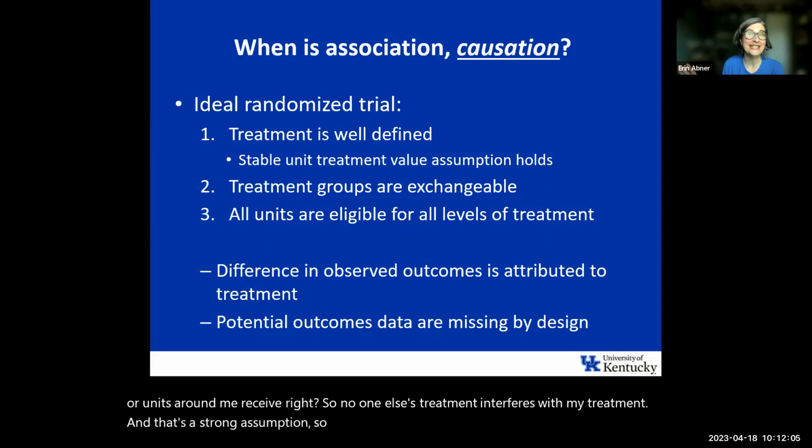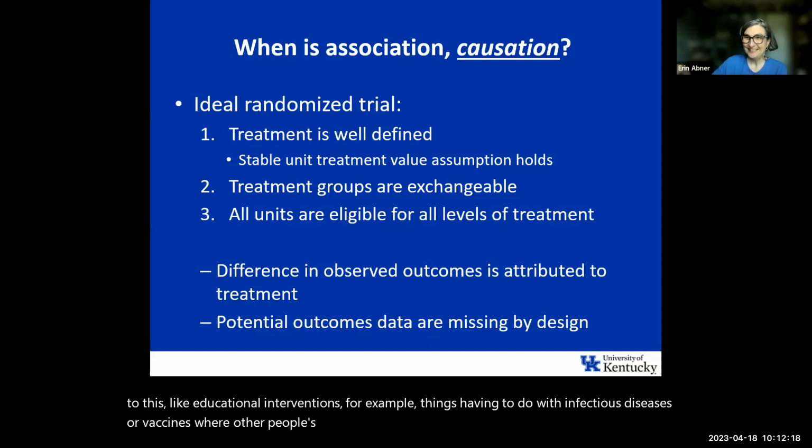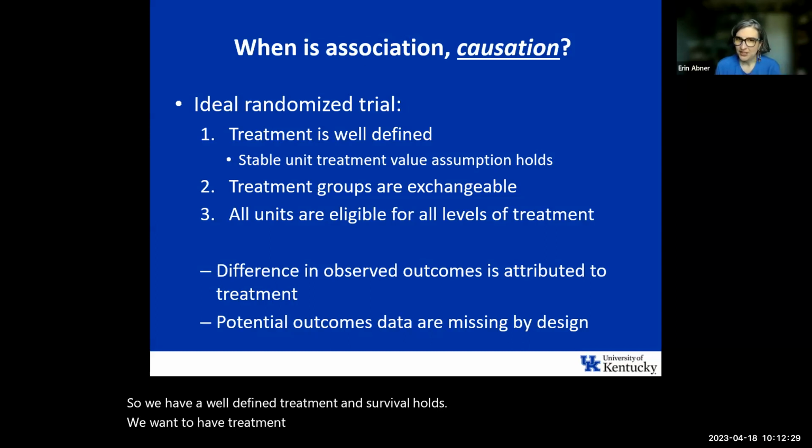So there's certain things that do not lend themselves very well to this, like educational interventions, for example, things having to do with infectious diseases or vaccines, where other people's treatment or exposure may affect your outcome. So we have a well-defined treatment and SUTVA holds. We want to have treatment groups that are exchangeable. And what do I mean by that?